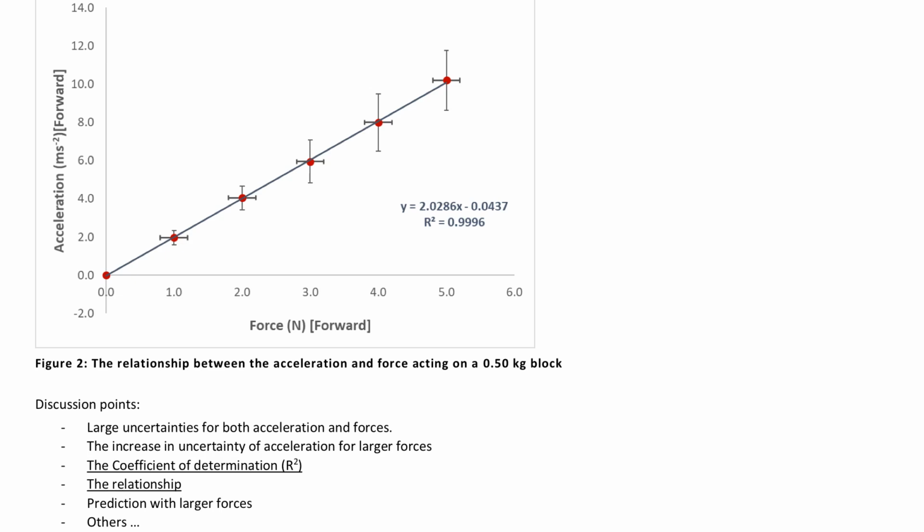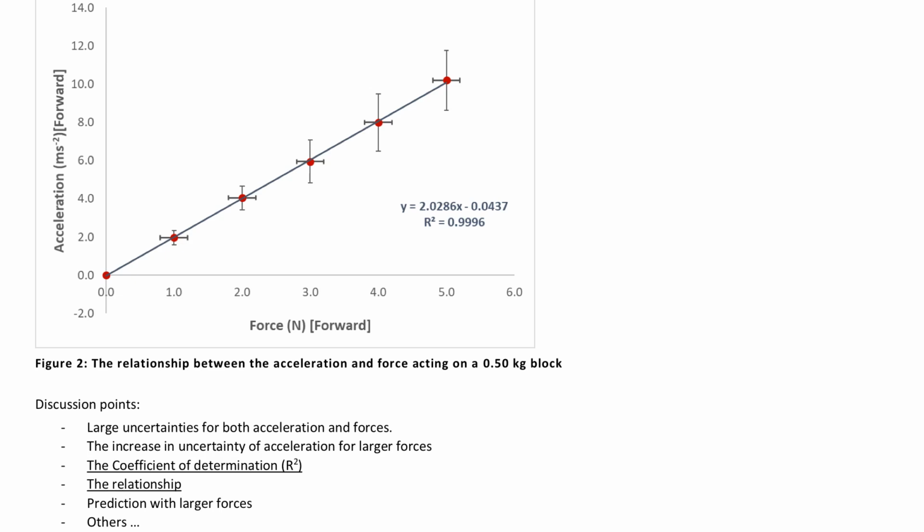Okay, so that is all the information that I get from my graph. Some of the discussion points here could be large uncertainties for both acceleration and forces. You can see the uncertainties are pretty big. In general, the increase in uncertainty of acceleration, what I talked about, is a very good discussion point for later on in the lab. The coefficient of determination, that's the r² value, so you can talk about the fact that it's very close to 1, and that's a good thing.